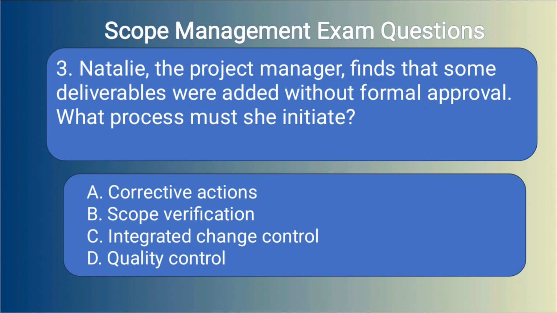3. Natalie, the project manager, finds that some deliverables were added without formal approval. What process must she initiate? A. Corrective actions. B. Scope verification. C. Integrated change control. D. Quality control.